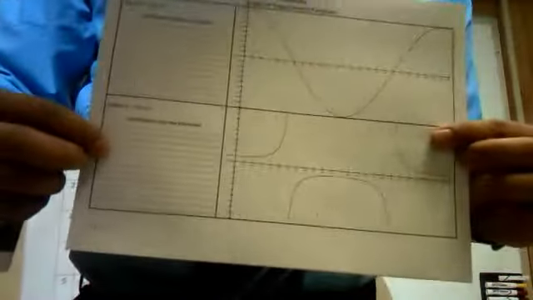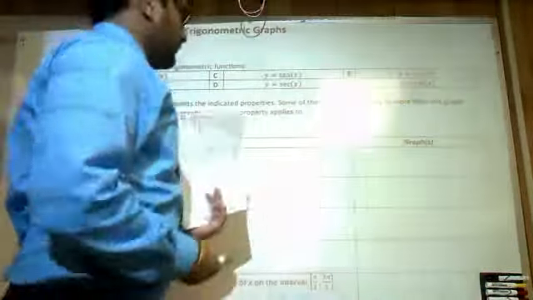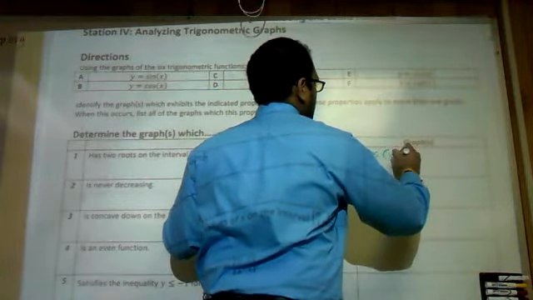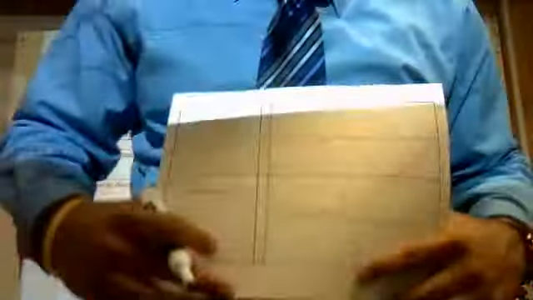What about y is equal to secant of x? Do we have any roots? No. Y is equal to secant of x does not work. So we're going to write first, we got cosine of x. Let's look at the other graphs.